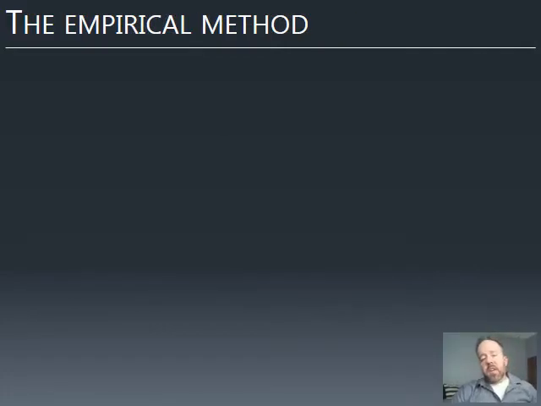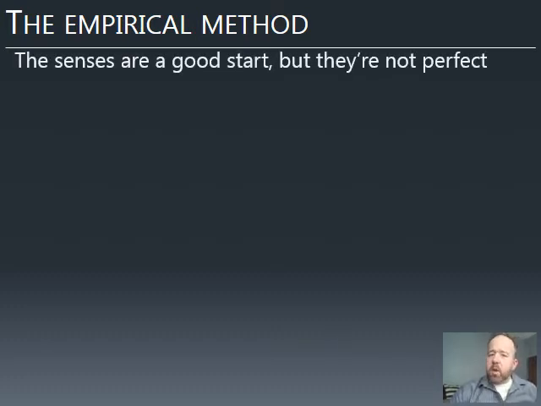Okay, so we've said that the empirical approach uses observation as evidence, and hopefully lots of observation. So how do we observe things? And of course, the most obvious way is just to use our senses to see something or to hear something, and then record our observations. But there's some trouble with that, usually. The senses are a fine start, but they're far from perfect for a number of reasons.